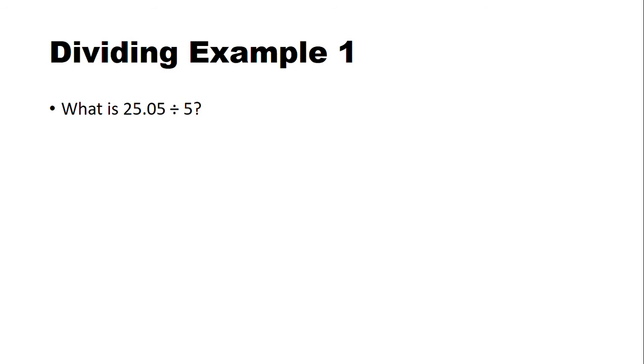So let's start off with one that's fairly simple, pretty straightforward. What is 25.05 divided by 5? So let's start with that. 25.05, and we're going to divide that by 5. Okay, so there's no decimal in my divisor, so I'm just going to go straight ahead and not worry about the other decimal. I can put it right above there to start, and then I know it's there, and just go right ahead and divide.